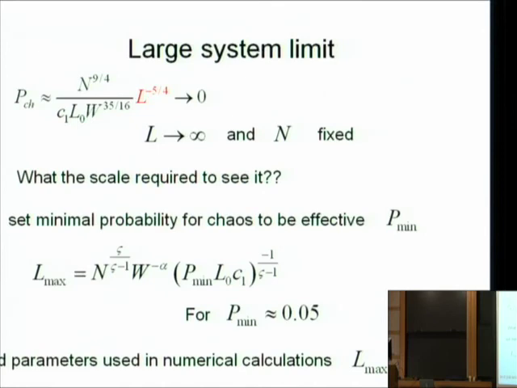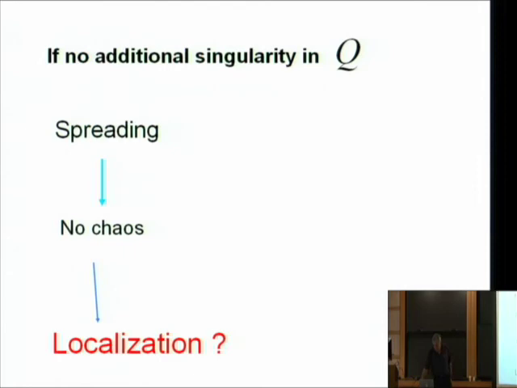So this is the reason that now we don't understand what is the origin of the small number C1. But you should say what the conclusion is. The conclusion is there is no chaos. The argument is like energy barriers. So when spreading, chaos disappears, and then probably this implies that there is localization.